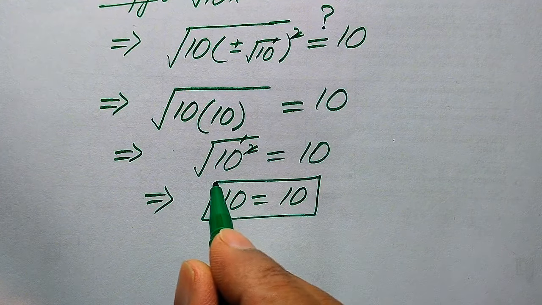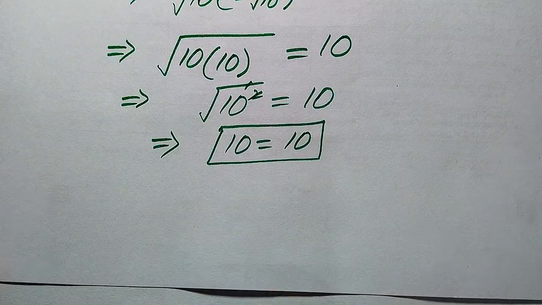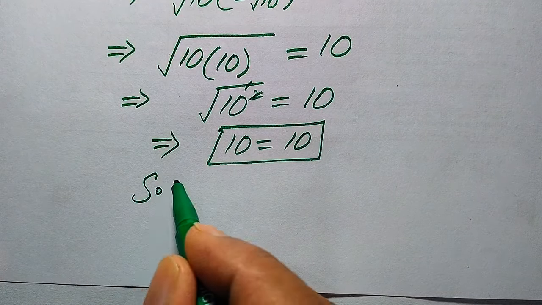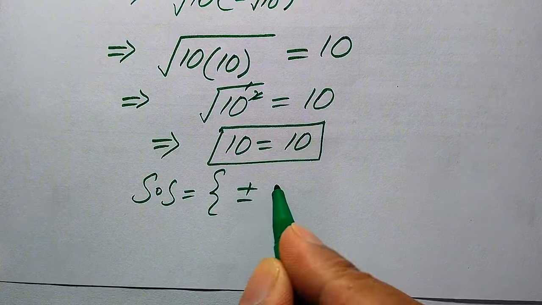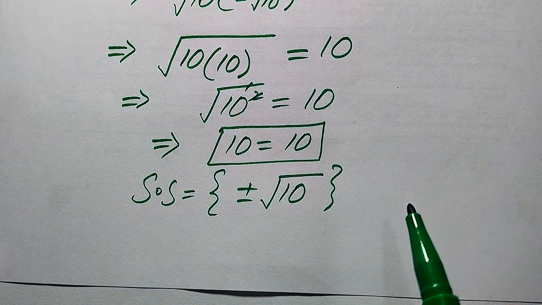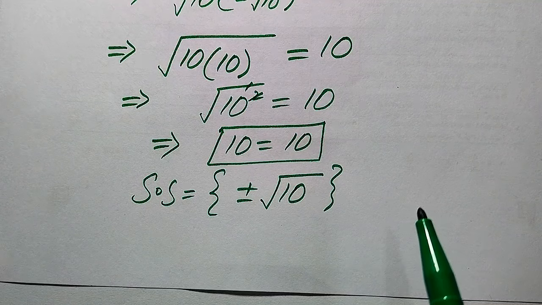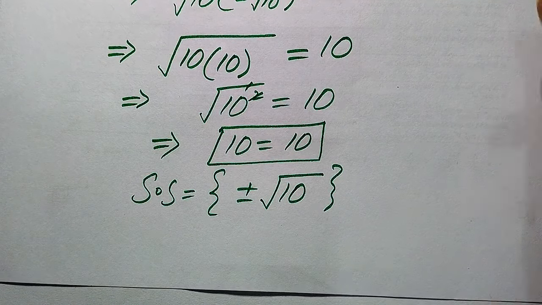So this square and this square root are gone, and you clearly see here we get 10 equals 10. This shows that both of the sides are equal. It means that the values k equals plus or minus the square root of 10 satisfy our given question statement. So finally, we have the solution set of this problem: plus or minus the square root of 10. So this is the final answer of our first method, and now we again solve this problem with the second method.